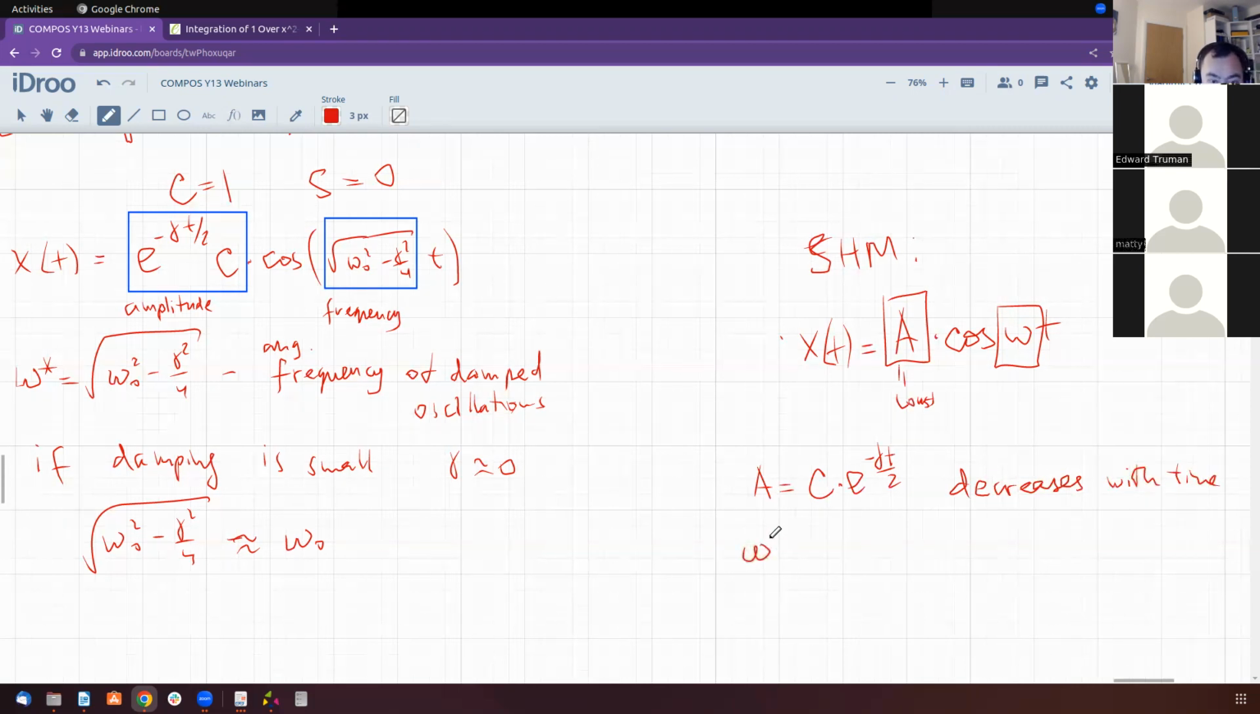And your omega star is the square root of omega 0 squared minus gamma squared over 4. The frequency is lower than simple harmonic motion, lower than SHM because of friction.